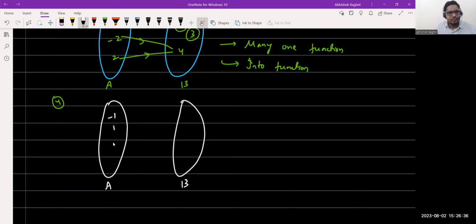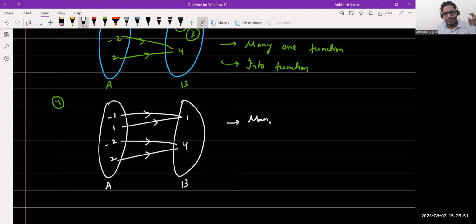-1, 1, -2, 2. Here we have 1 and here we have 4. So you can see that -1 is related with 1, 1 is related with 1, -2 is related with 4, and 2 is related with 4. So you can see that it is a many-one function, as well as all elements of side B get related, so it is an onto function as well.